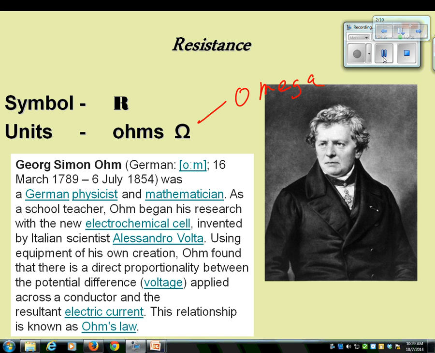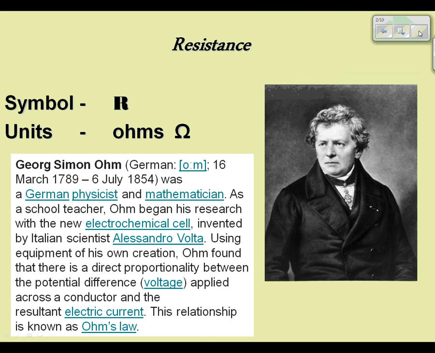I wonder, what do you think we named after him, Blake? Volts, right, the volt. Using equipment of his own creation, Ohm found that there is a direct proportionality between the potential difference, the voltage applied across the conductor, and the resultant electric current. This relationship is known as Ohm's law. Not only did he get a unit named after him, but he got a law named after him. Ohm's law. Lucky guy. Just like Newton's laws. Newton's got 3 laws, right? Okay, so symbol is R, the unit is the ohm.